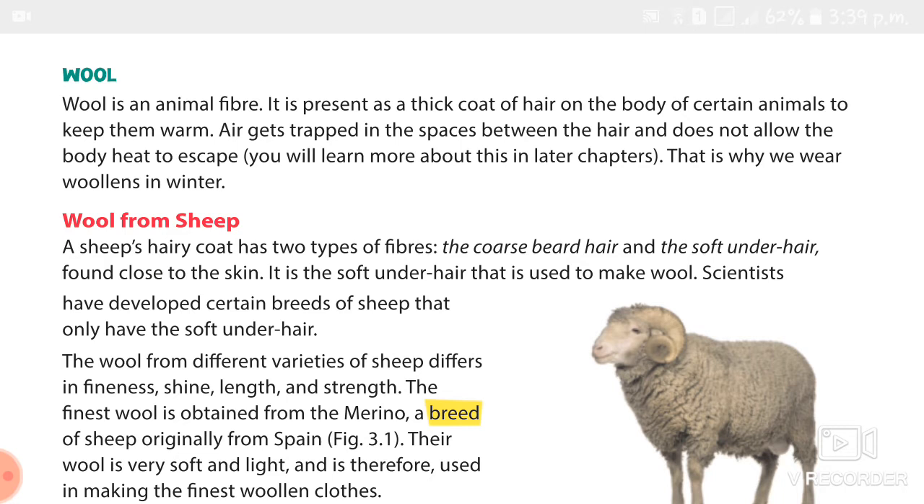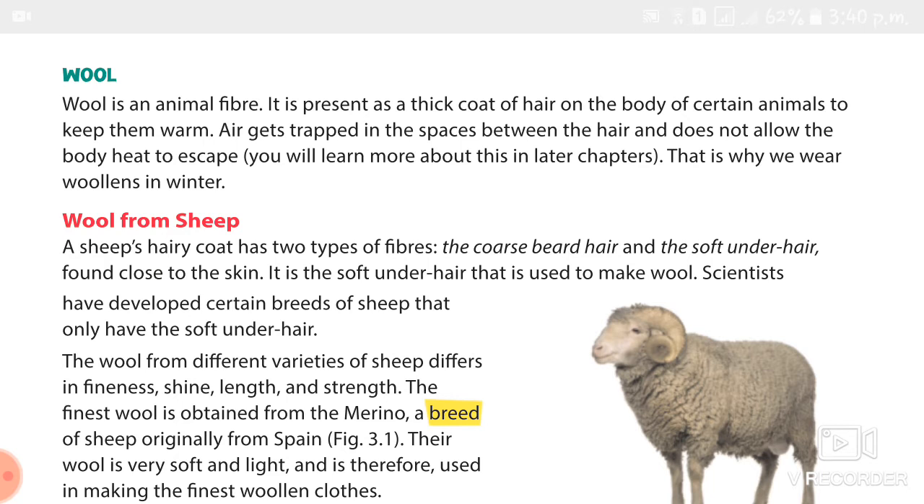Scientists have developed certain breeds of sheep that only have the soft underhair. The wool of different varieties of sheep differs in fineness, shine, length, and strength.